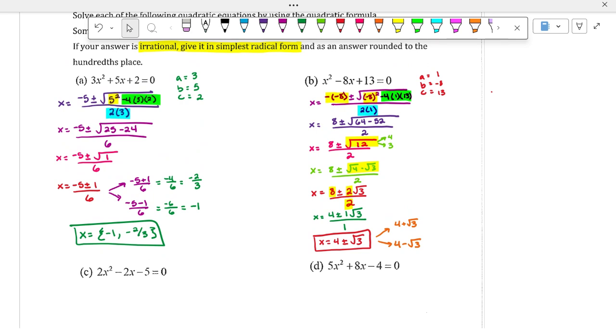So be very careful when you're putting in the formula. Again, don't skip steps, because the quadratic formula is a pain in the butt. So don't take shortcuts, don't skip steps. If you follow the steps that I did, you'll be fine.